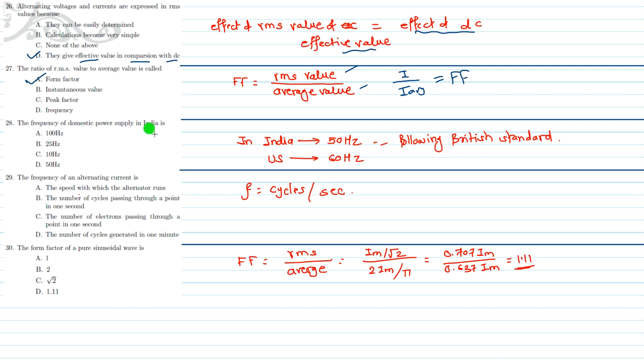The frequency of domestic power supply in India: in India we have the 50 Hz frequency because we follow the British standard. In the US it is 60 Hz, but in India we get 50 Hz frequency. So option D is correct.